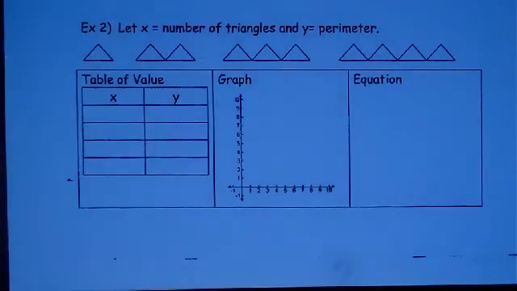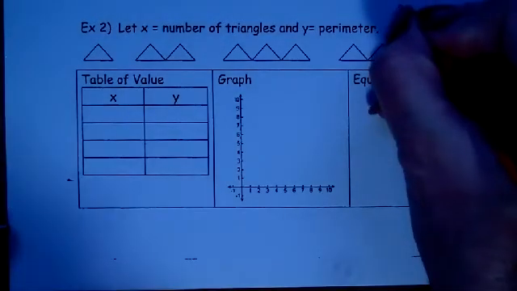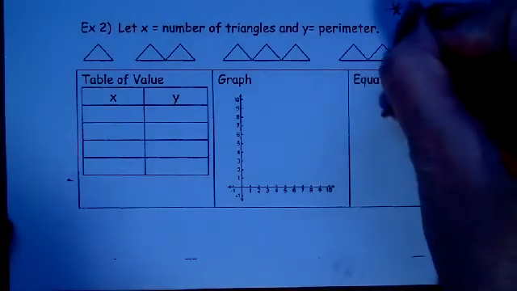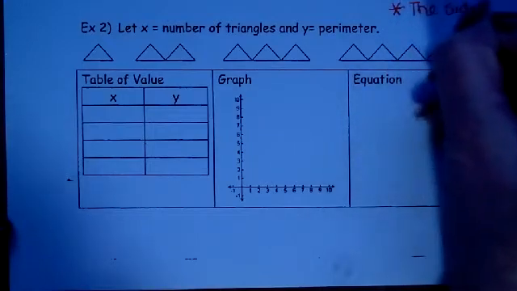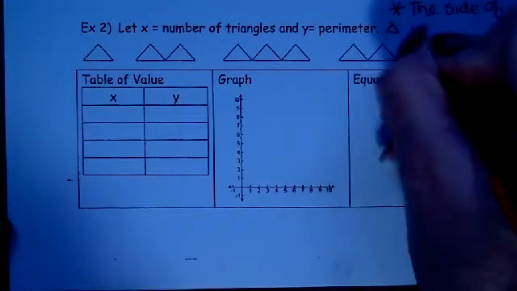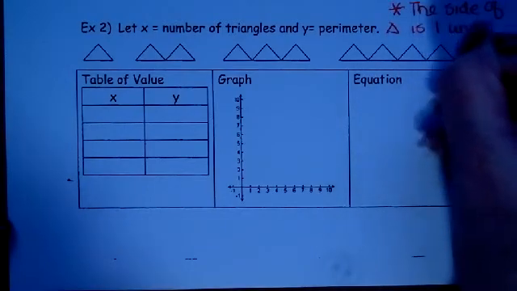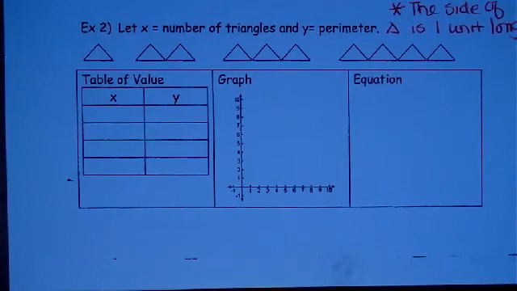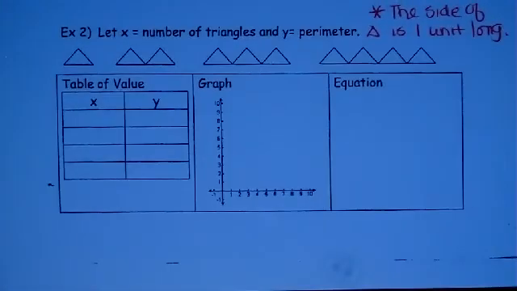Now, there is something here that we have to know is implied. What we know that's implied is the side of a triangle is 1 unit long. If it does not tell you a specific length for the side of those triangles, we know they're 1 unit long. Just like if you have X, we know that's 1X. If it's not 1X, they'll tell you like 2X or 4X. 1 is understood.